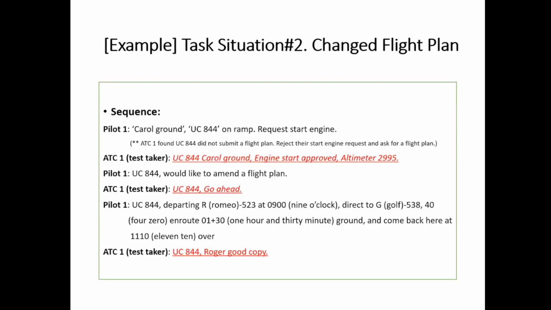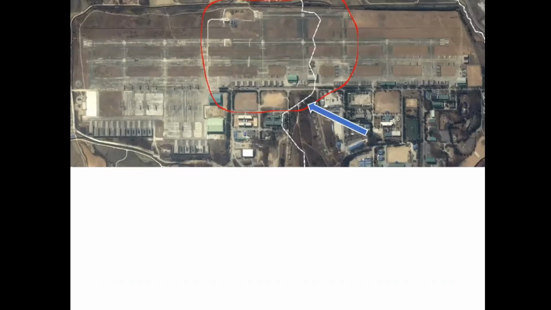So this is the actual sequence. When the test takers sign in to the virtual testing setting, then the pilot's pre-recorded voice will actually be heard, like, "Carol Ground, Unicorn A44 on ramp, request start engine." Then test takers are supposed to respond to this request. So this is one simple scenario for change its flight plan tasks.